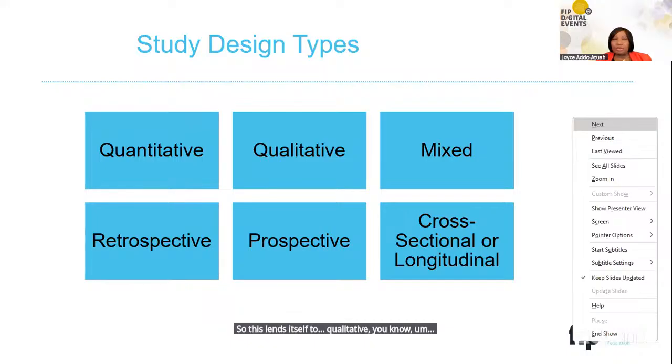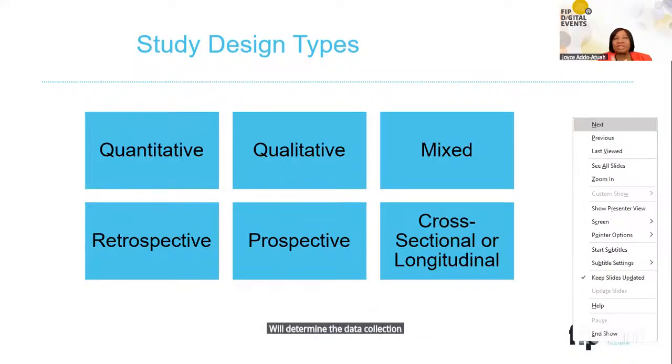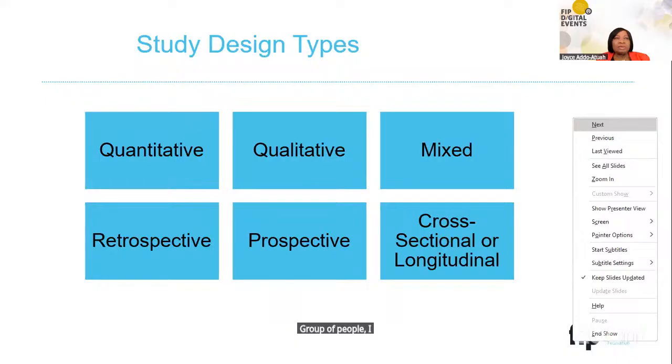data collection and methods. The design you choose will determine the data collection methods and tools that you will use. So for qualitative we normally use either focus groups, if you want to look at a group of people with either different characteristics or the same, or in-depth interviews with key informants. Quantitative is where we are looking at surveys and things like that.